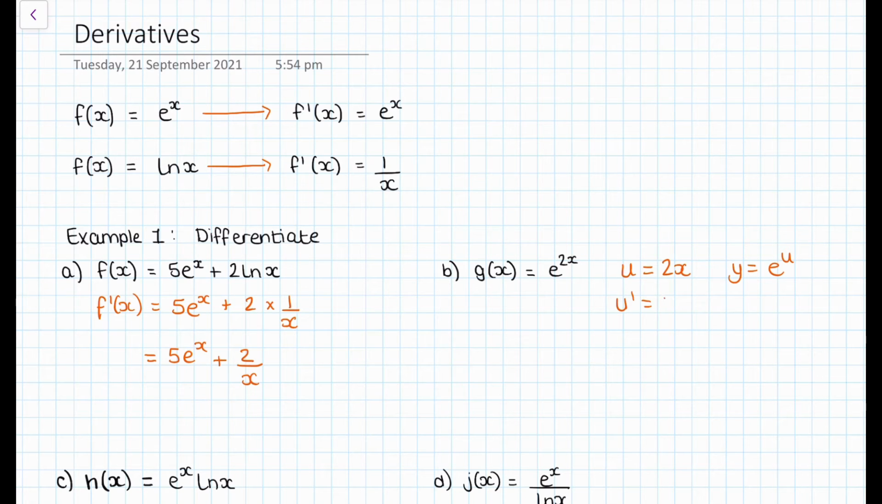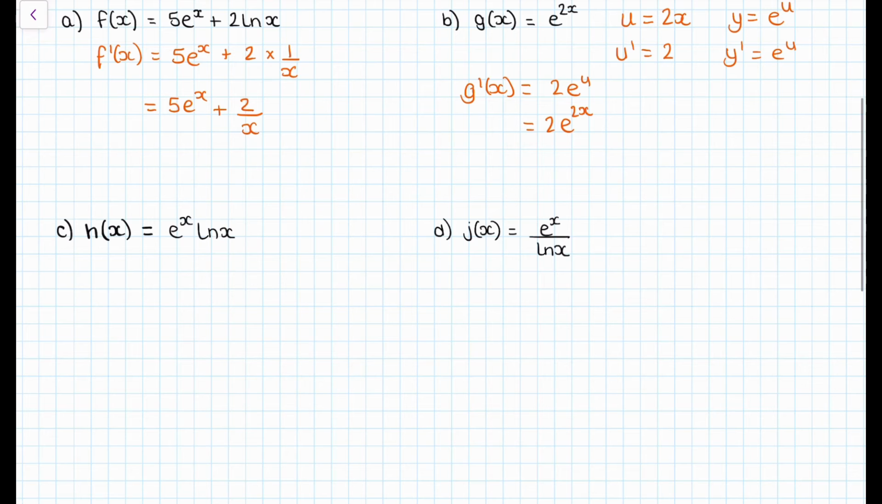Our derivative of u will just be 2, and our derivative of e to the u is just e to the u. Then with the chain rule, we multiply those two together. So we'll have 2e to the u. We just put u back in, so it'll be 2e to the 2x. So you can see there the derivative of the power is 2, that comes out the front, and then e to the 2x just stays the same.